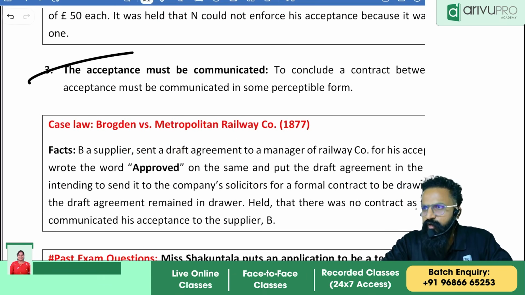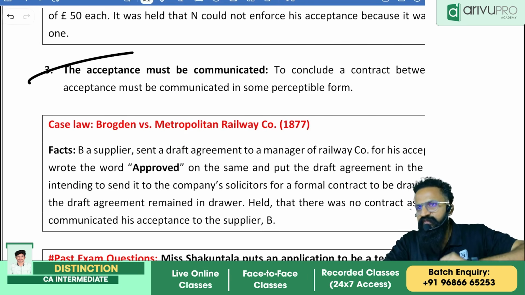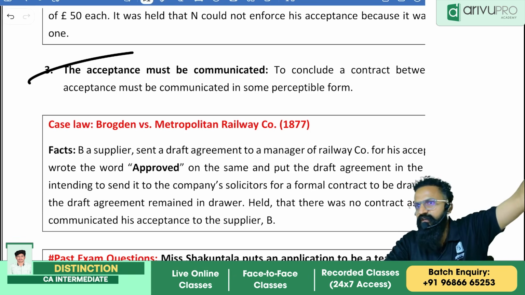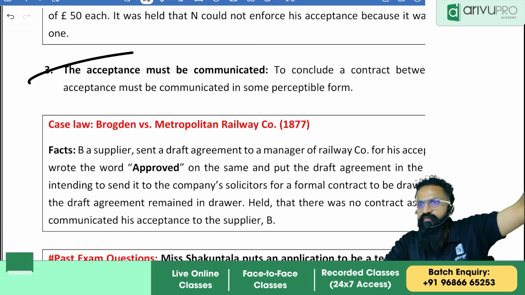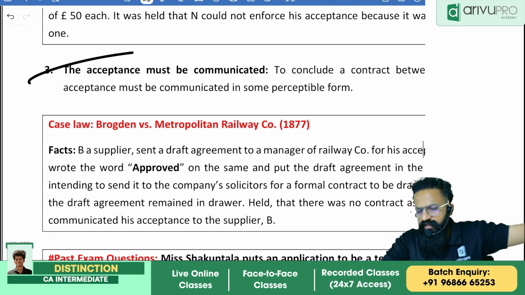Brogden versus Metropolitan Railway Company. In this case, what happened? The manager said, we accept. And he kept that letter in the drawer only. It was never posted to the other party. Just the way offer must be communicated, acceptance should also be communicated.